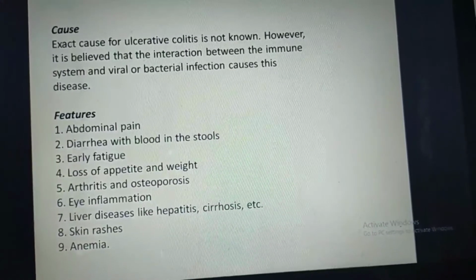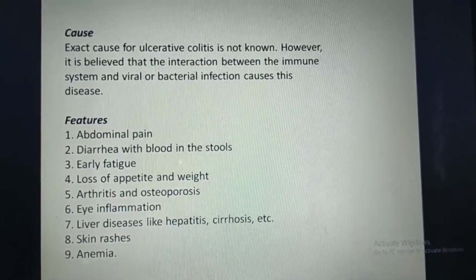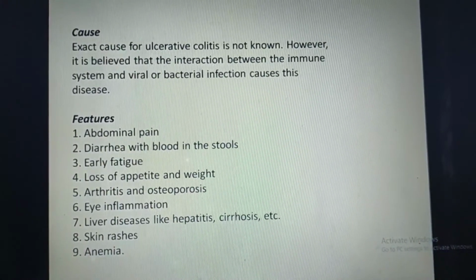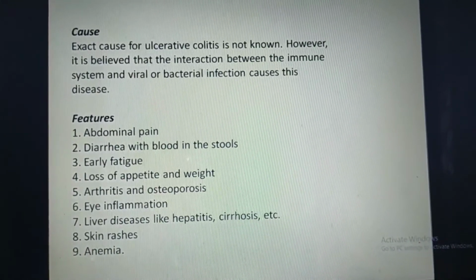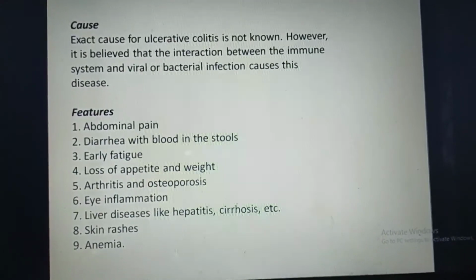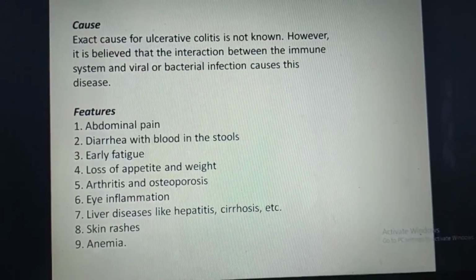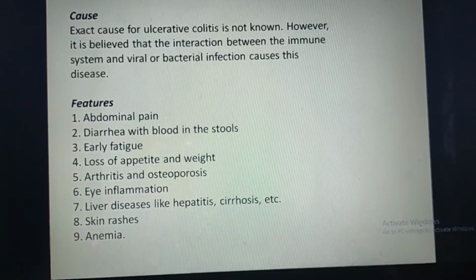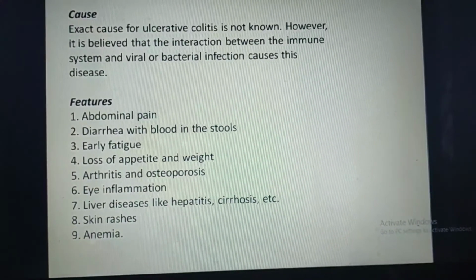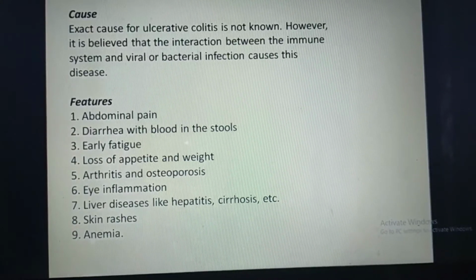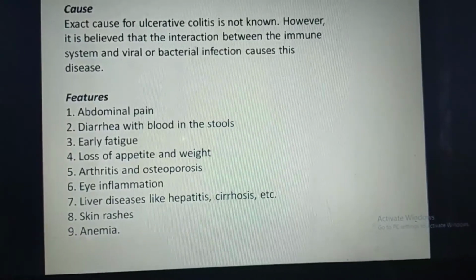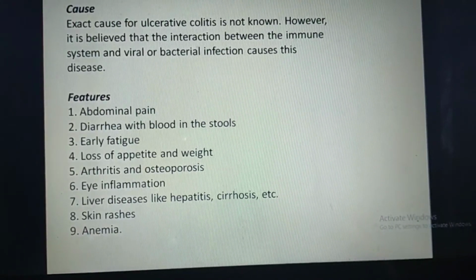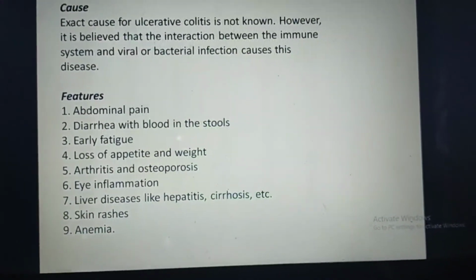What can be the causes of that? The exact cause of ulcerative colitis is not known. However, it is believed that interaction between the immune system and viral or bacterial infection causes ulcerative colitis. What are the features? What are the symptoms? Abdominal pain, diarrhea with blood in the stools, early fatigue, loss of appetite and weight, arthritis and osteoporosis, eye inflammation, liver diseases like hepatitis, cirrhosis, etc., skin rashes, and anemia.